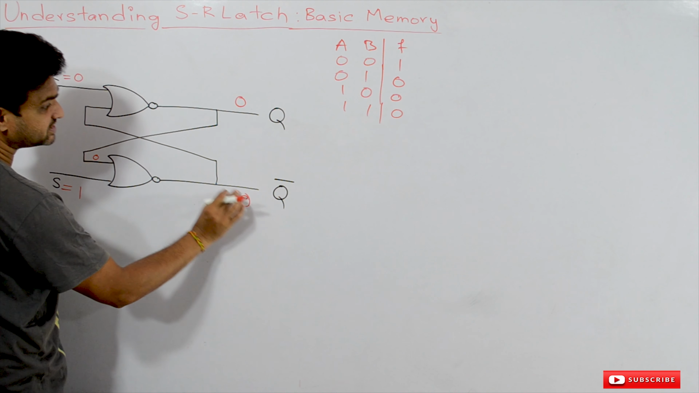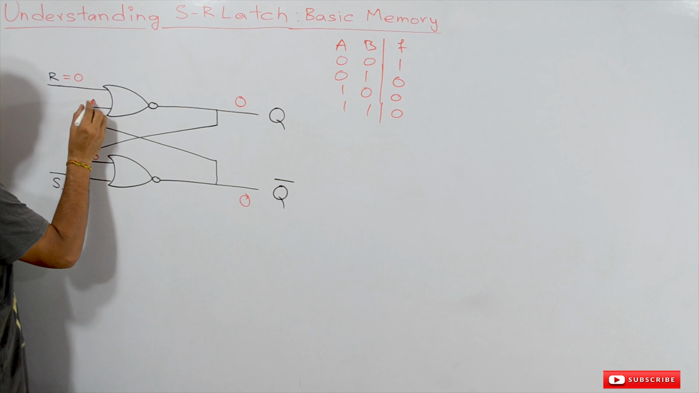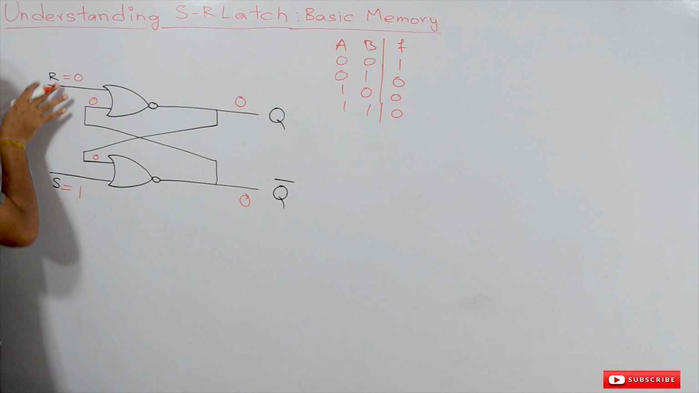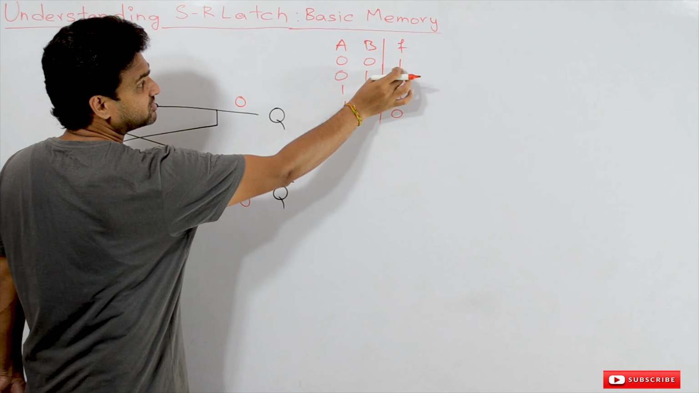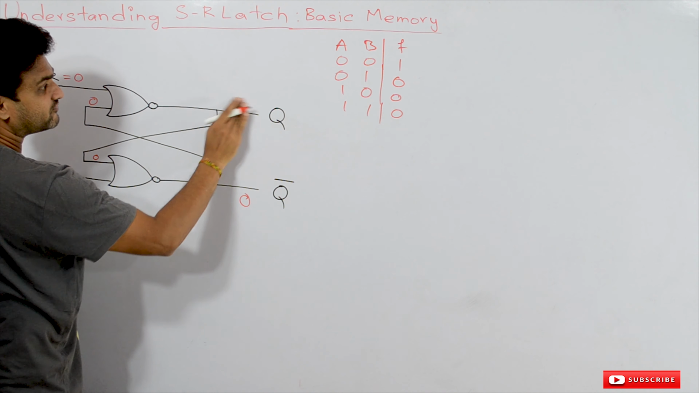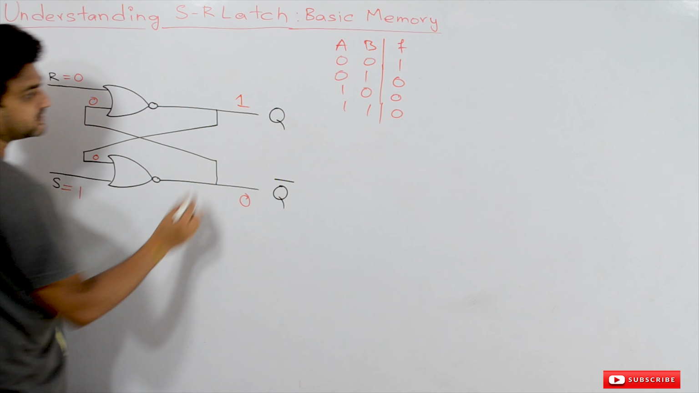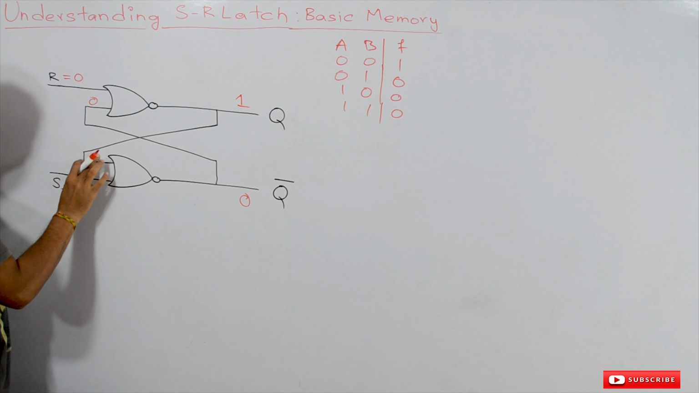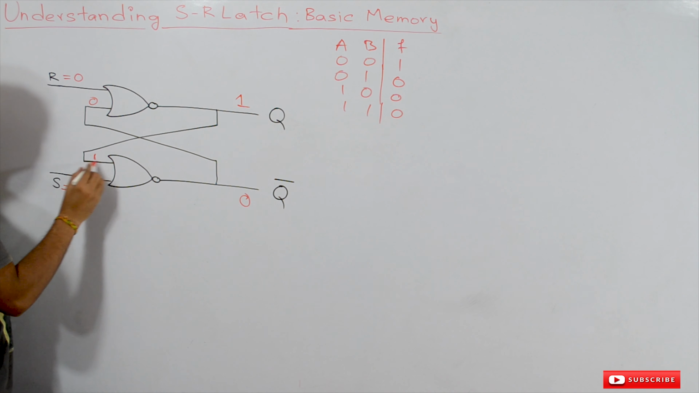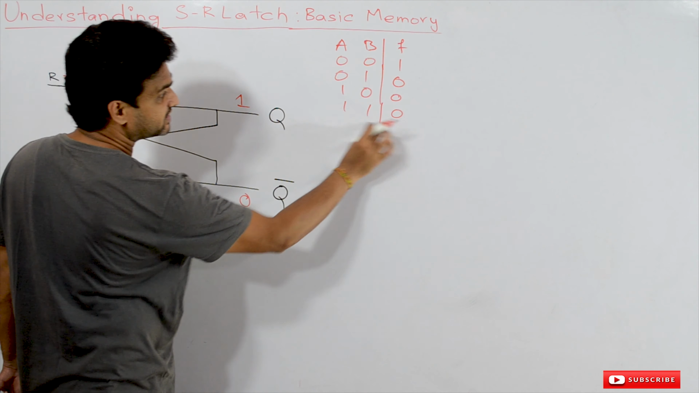So this becomes 0, and this 0 will be provided as an input here. So these two zeros are provided to the NOR gate, and it is going to produce an output of 1. Now this 1 is provided as the input to this NOR gate. So with 1 as an input, it is going to produce an output of 0.